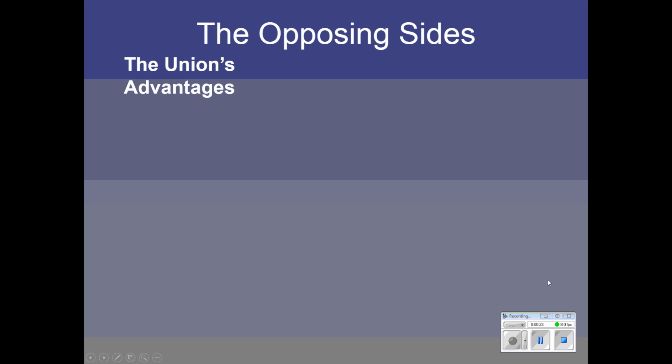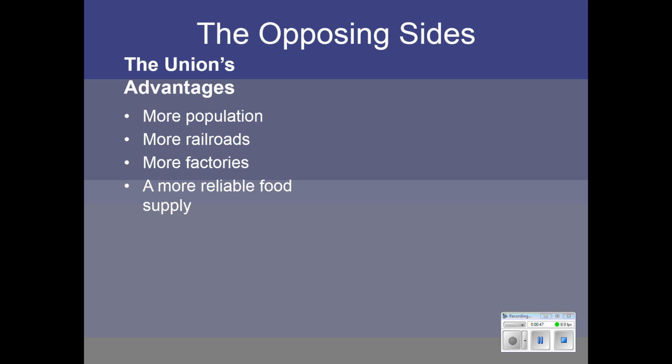The Union, or the North, had some important advantages. They had more population, a lot more, about 22 million to 9 million. And of those 9 million in the South, only about 5 million were potentially available to fight because most of the rest were slaves. The North had more railroads, more factories, both very important in wartime. They had a more reliable food supply, especially thanks to the McCormick Reaper.